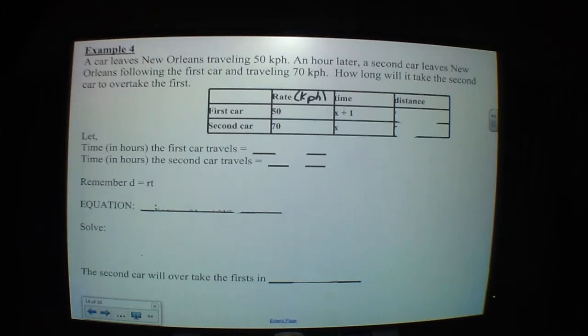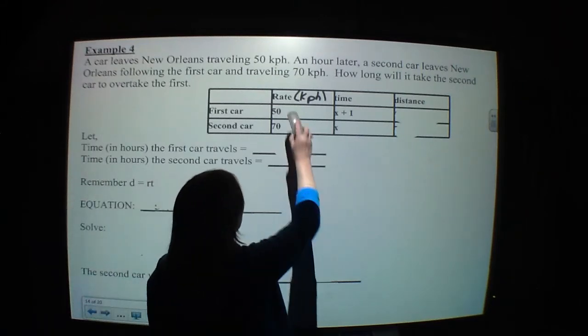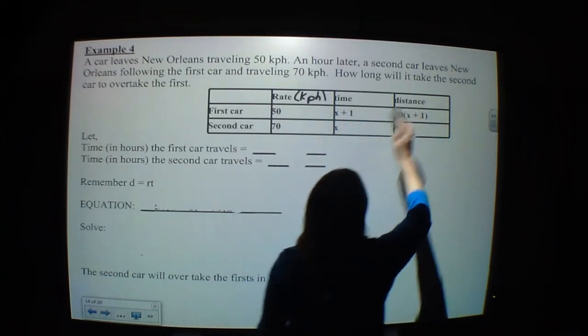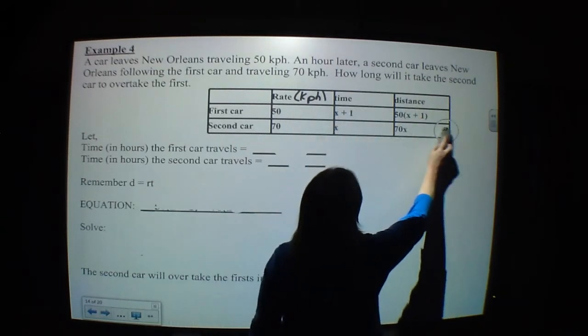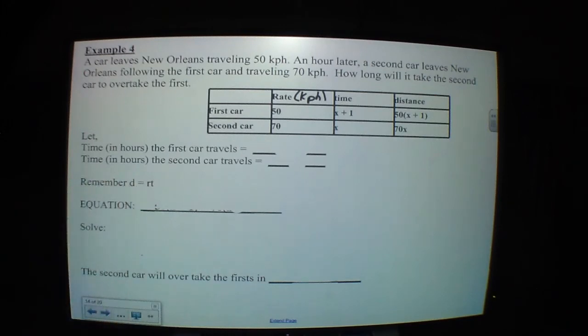Rate times time is equal to distance. So there I have a table filled out. Okay?